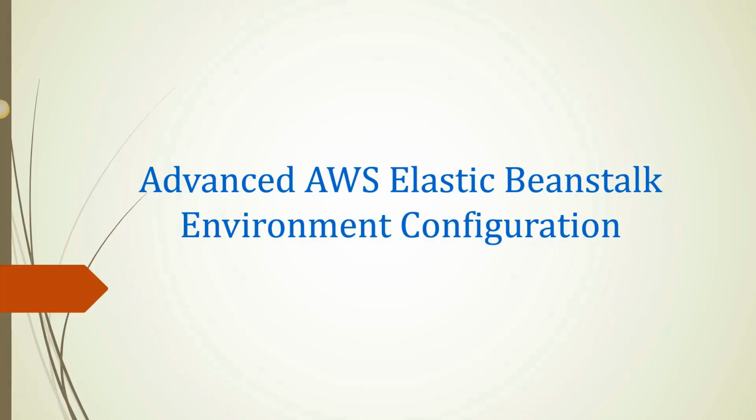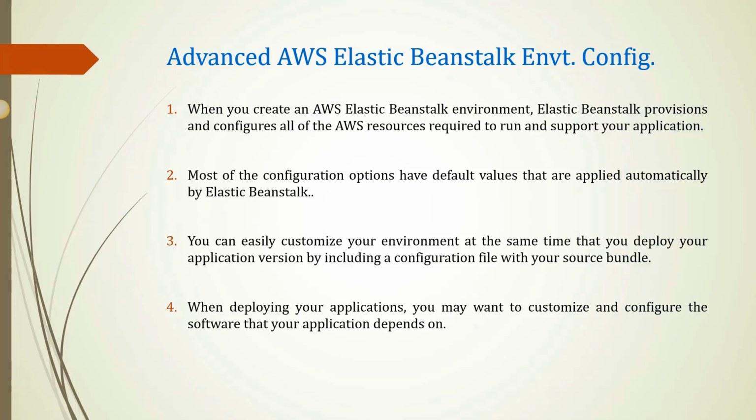Now let's talk about advanced AWS Elastic Beanstalk environment configuration. So when you create an AWS Elastic Beanstalk environment, Elastic Beanstalk provisions and configures all of the AWS resources required to run and support your application. In addition to configuring your environment's metadata and update behavior, you can customize these resources by providing values for configuration options. For example, you may want to add an Amazon SQS queue and an alarm on queue depth, or you might want to add an Amazon ElastiCache cluster.